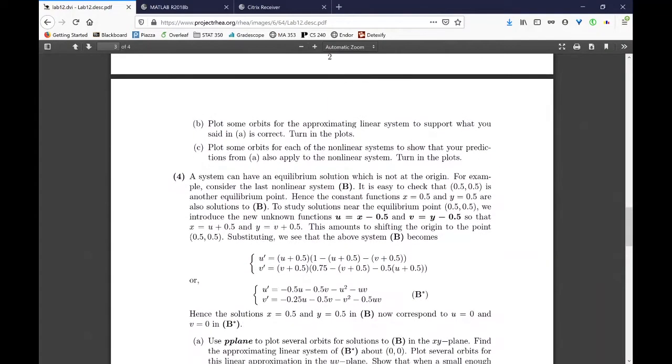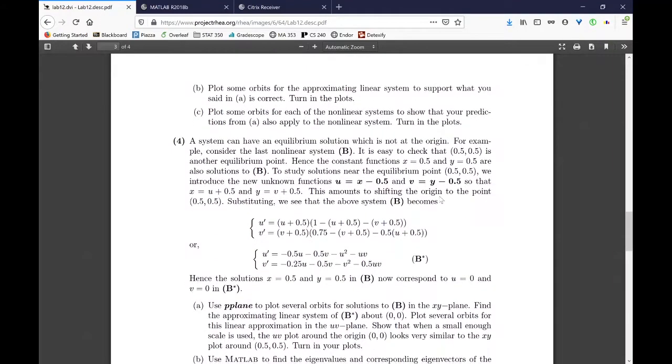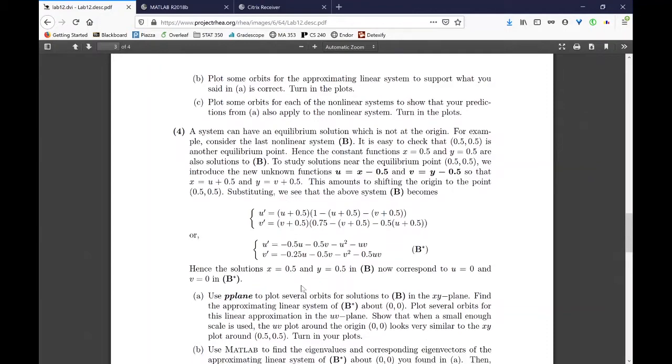So to study solutions near the new equilibrium point, we can introduce u equals x minus 0.5 and v equals y minus 0.5. And substituting it in, you will see that we get basically a new system of differential equations, B star, let's just say. So now the solutions x equals 0.5 and y equals 0.5 correspond to u equals 0 and v equals 0 for B star.